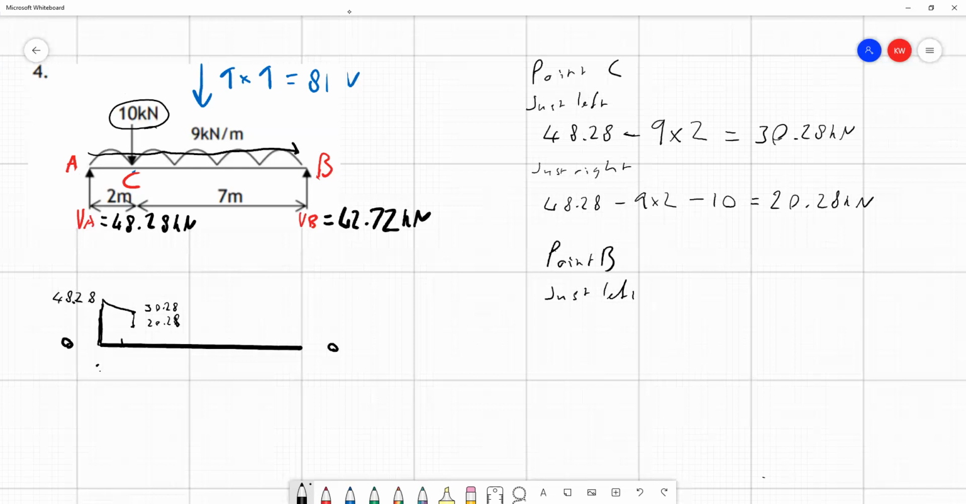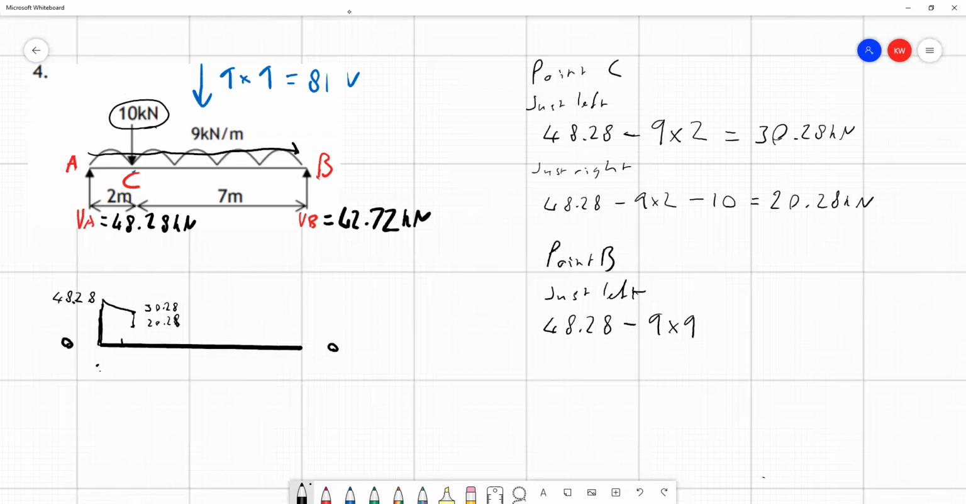And what we're saying is, what total shear force are we experiencing just before we get to point B? And we add it up in the same way, and we consider all these points. So we've got 48.28, that's the force at A. We'll consider the UDL next. Well, we've got the whole beam, 9 meters worth, and it's 9 kilonewtons per meter. So that's total force due to that UDL acting down the beam is going to be 9 times 9, as we know from before.